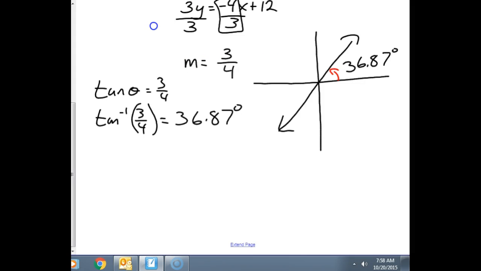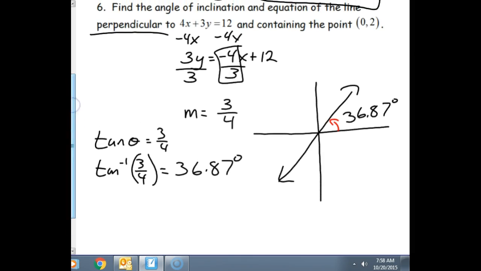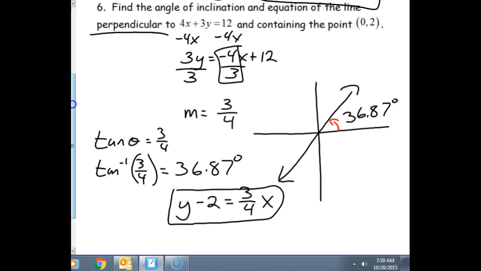Alright, now all we have to do is find the equation, and again, just use the point that's given. So it's going to be y minus 2 equals the slope, 3/4. Okay? And then it would be x minus 0, but that's kind of an understood thing, so we don't have to write it. So there is our equation, and our theta is 36.87 degrees.